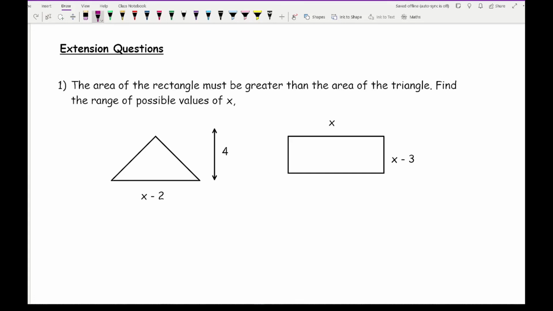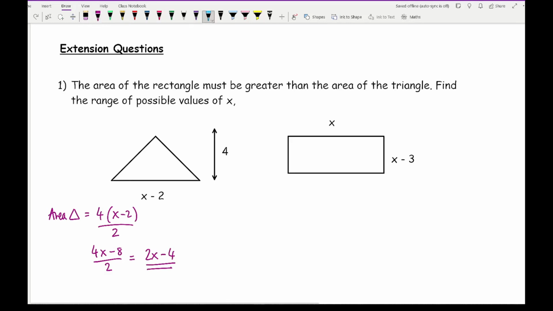First things first, what we need to do is find the area of the triangle. And we do that by doing the base times the height divided by 2. So that's going to be 4 times x minus 2 divided by 2. And if I simplify all of that, I get 4x minus 8 divided by 2, and that equals 2x minus 4. So that there is the area of the triangle.